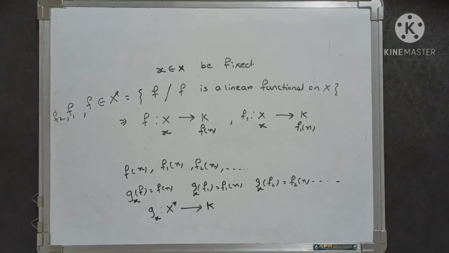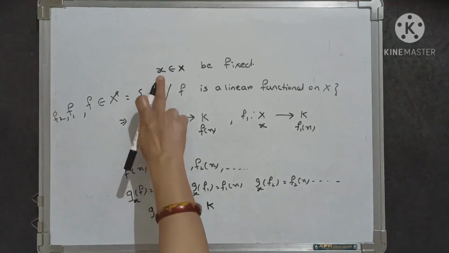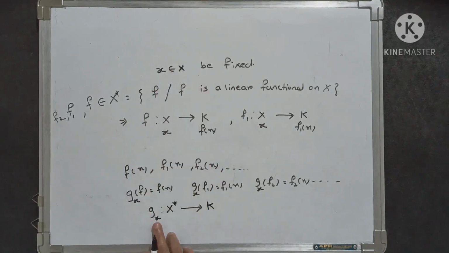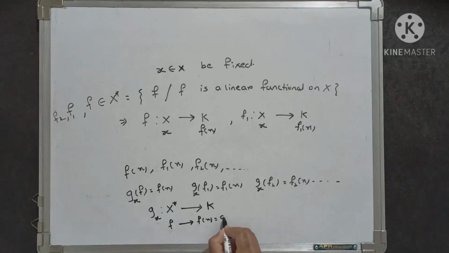And therefore, corresponding to the element small x belonging to capital X, we get a function gx from x star to k, defined like this: gx of f equals f of x. That means gx applying on f gives the value f of x. f of x is nothing but gx of f.